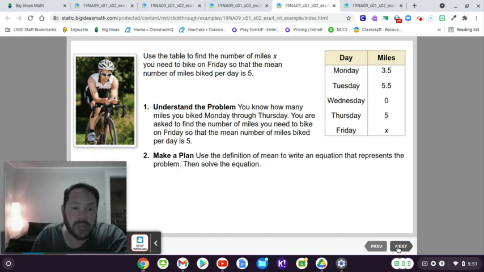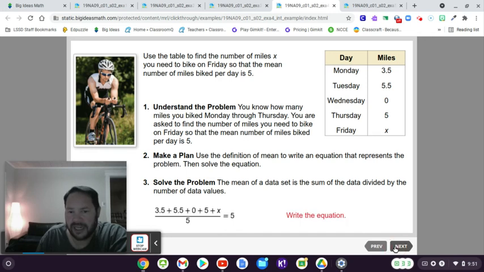Then you want to make a plan. So for me, if I'm ever doing an average problem, it's going to be adding some terms up and then dividing to get my final answer. So in this case, we need to add up all these days, and X is our missing one. So we're also going to have the plus X. So it's Monday, Tuesday, Wednesday, Thursday, Friday that we don't know. We're calling X. And when you find the mean, you divide that by how many there are. And there are 5 days, including the one that we're looking for.